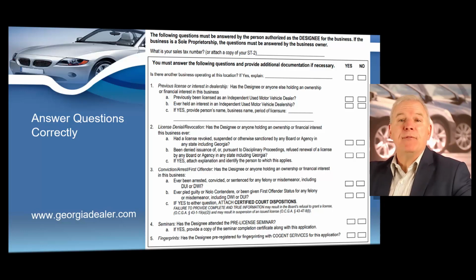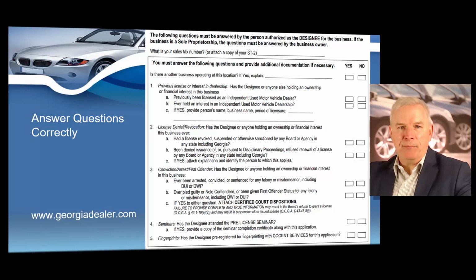Then you are asked if the designee or anyone who holds a financial interest in the dealership has ever had a dealer license revoked, suspended, or sanctioned by any board or agency in Georgia or any other state. Have you ever had a dealer license denied in Georgia or any other state in the past? If you answer yes, you will need to submit additional documentation explaining and identify the person that this applies to that's on the license.